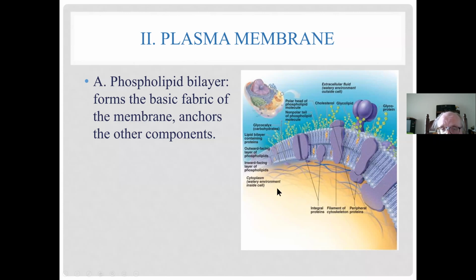So that's why it is selectively permeable. It's selectively permeable to water and a number of other things. Now, O2 and CO2 can go right through it. Obviously, we want O2 to go right through and CO2 to go right through.